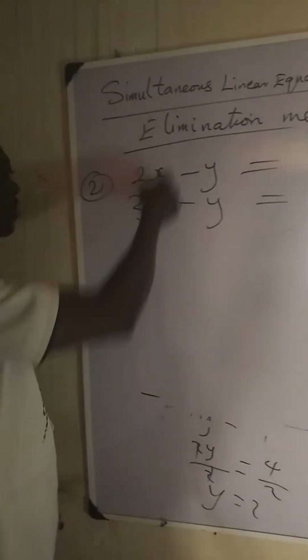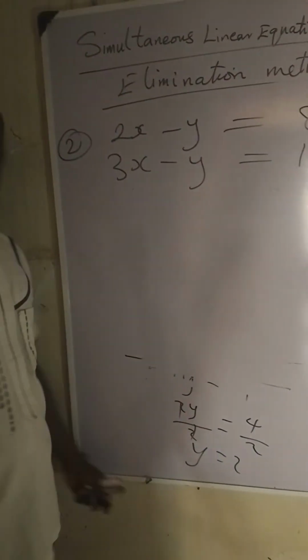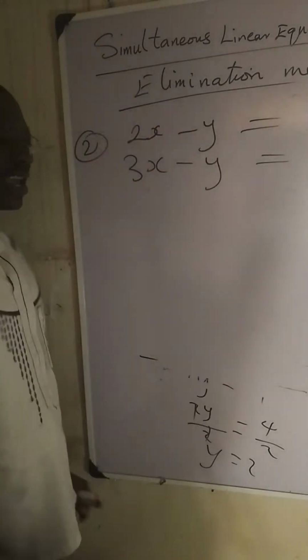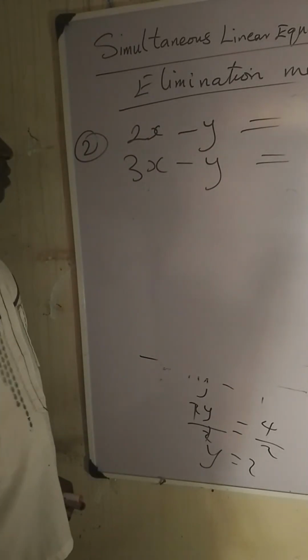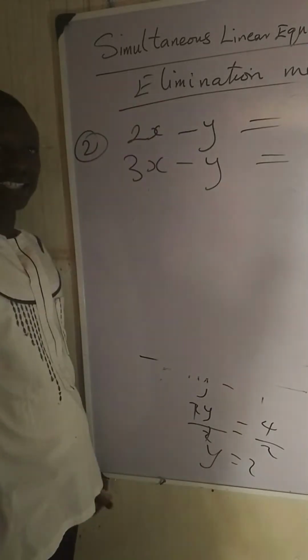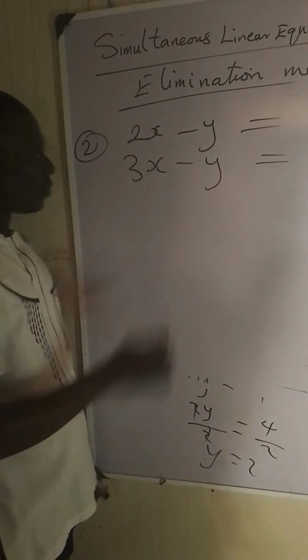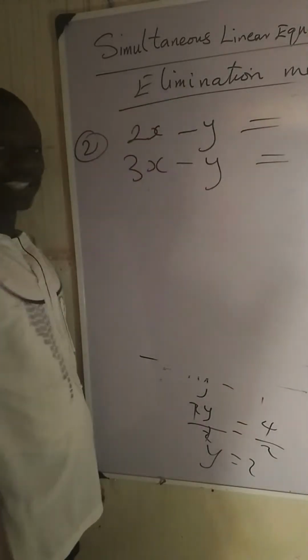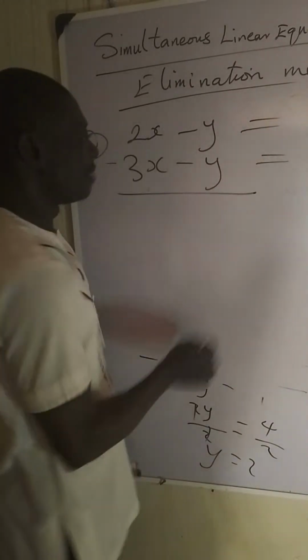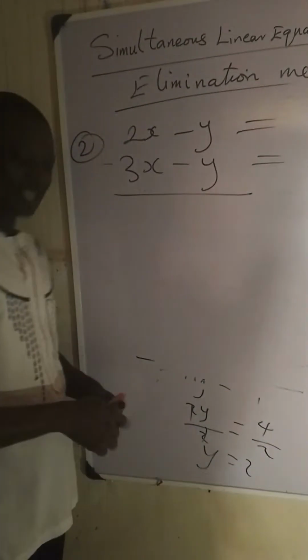Do we have equal coefficient here? No. Therefore, we cannot eliminate x. But since we can eliminate y, we have no problem. When we have different signs, we add. When we have the same sign, we subtract. So we are going to subtract to be able to eliminate.